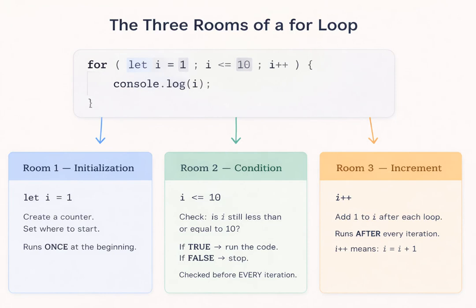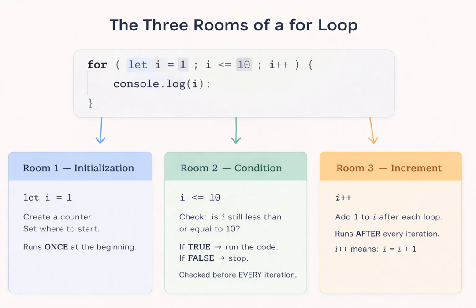Think of the for loop's parentheses as having 3 rooms, each separated by a semicolon. Room 1 is initialization. This is where you declare your counter variable and give it a starting value. You write let i equals 1, meaning the counter starts at 1. This room only runs once, right at the beginning.